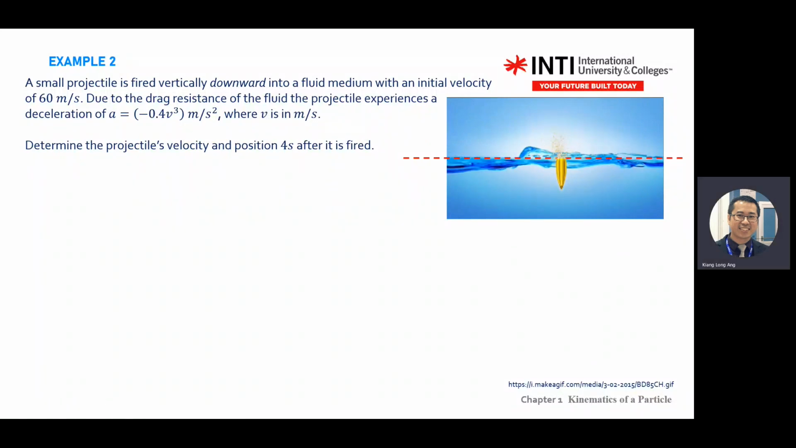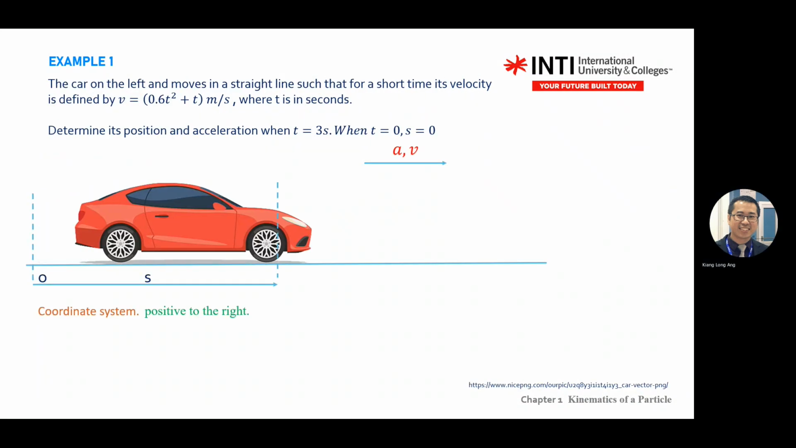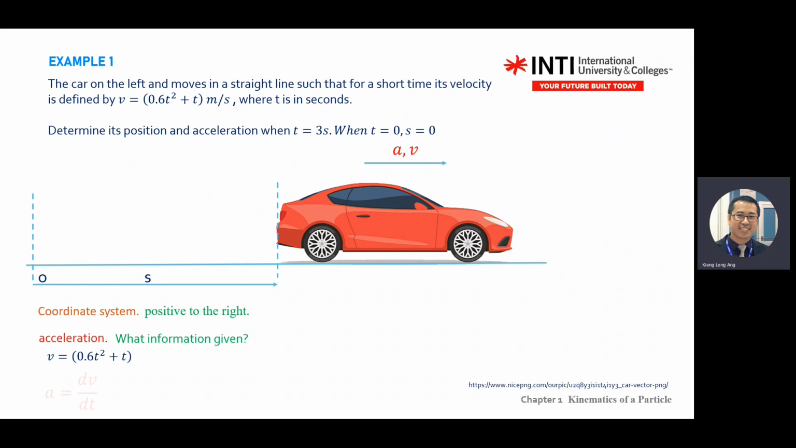Okay, let's go into last week. We stopped at this example, correct? Now we go into example number 2.